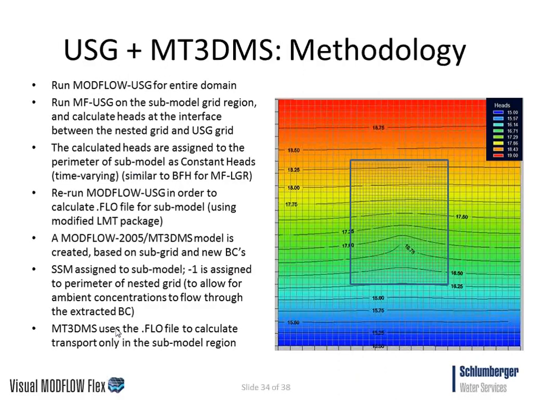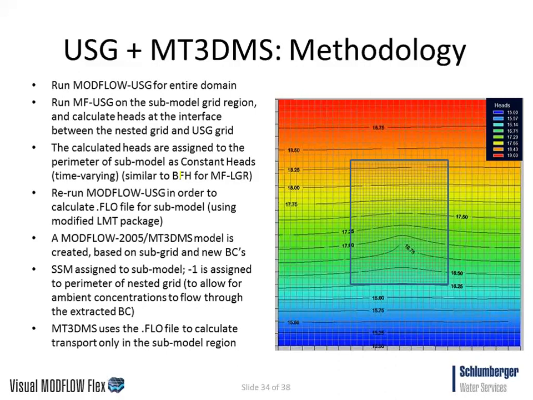So the methodology, or the scientific technical methodology, is as follows. You run MODFLOW-USG for your entire flow domain. Then you run MODFLOW-USG on the submodel grid region, which is highlighted with this blue rectangle shown on the screen. For the second model run, it'll calculate the heads at the interface between the nested grid and the unstructured grid. These calculated heads are then assigned to the perimeter of the submodel as time-varying constant heads.